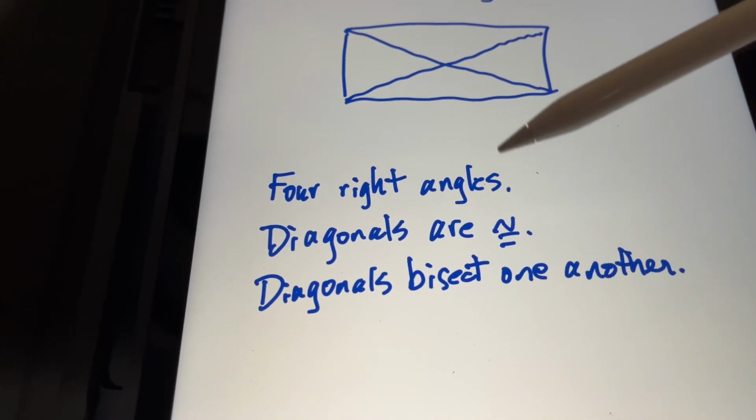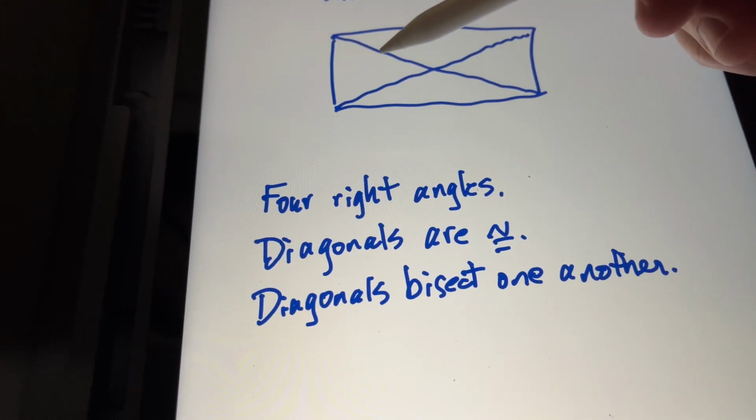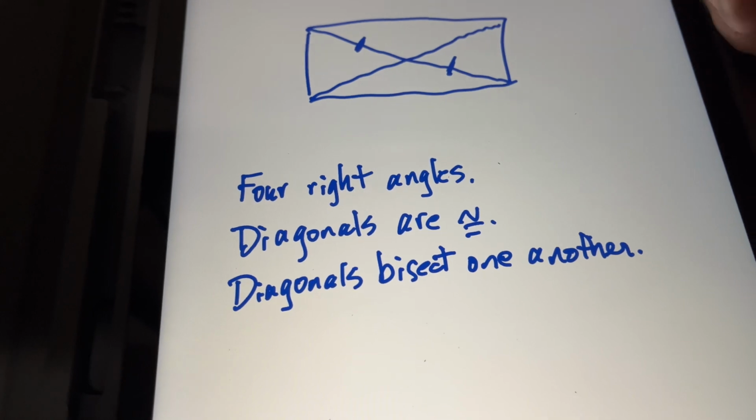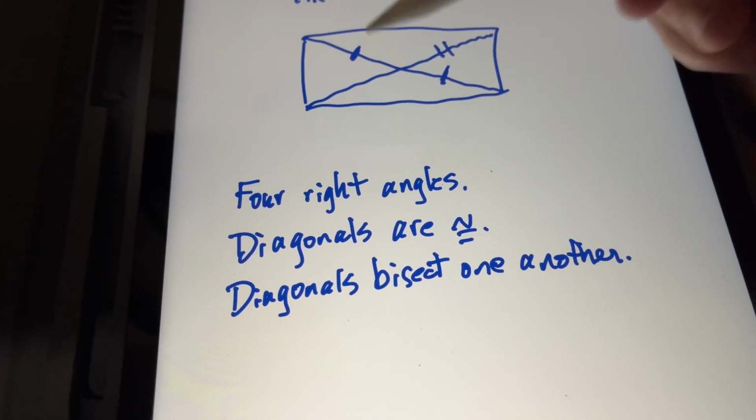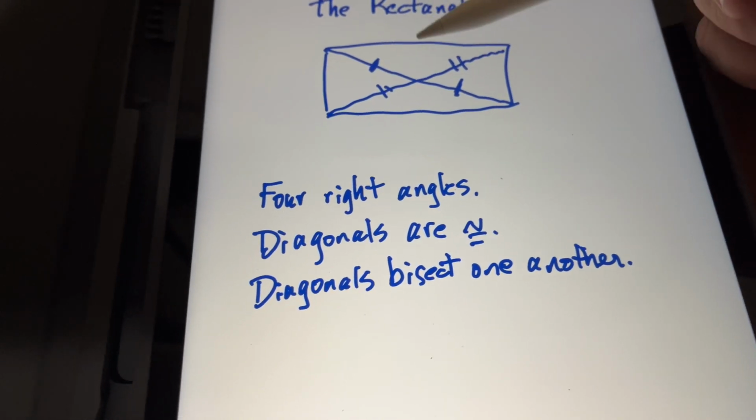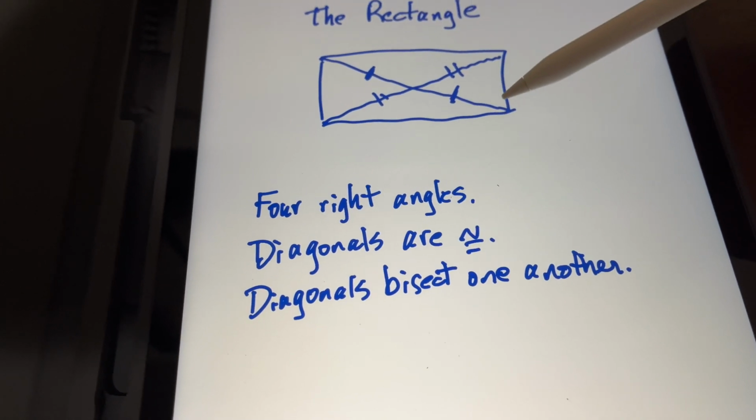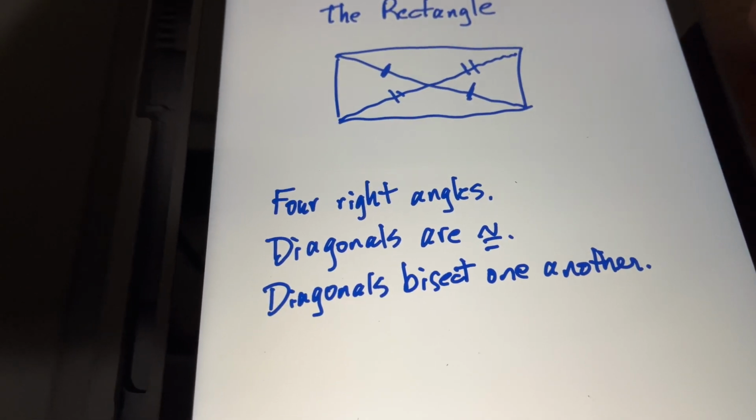And then thirdly, those diagonals bisect one another, which means this side equals this side, and this side equals this side. So the diagonals are congruent and the diagonals bisect each other.